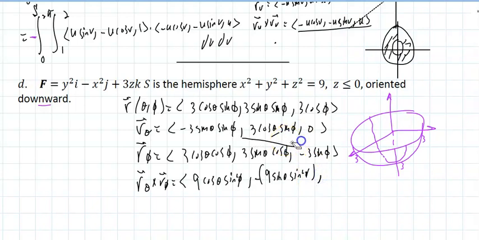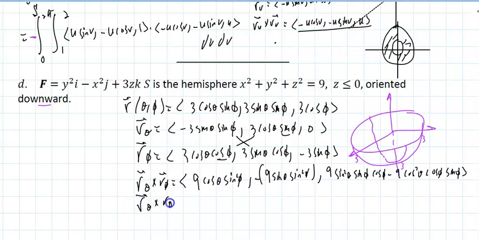And if I go for the k component, that's the last component, I will be looking at 9 the sine squared of theta sine of phi cosine of phi, minus 9 the cosine squared of theta cosine of phi sine of phi. Again, a massive mess. So I'll clean that up just a bit.